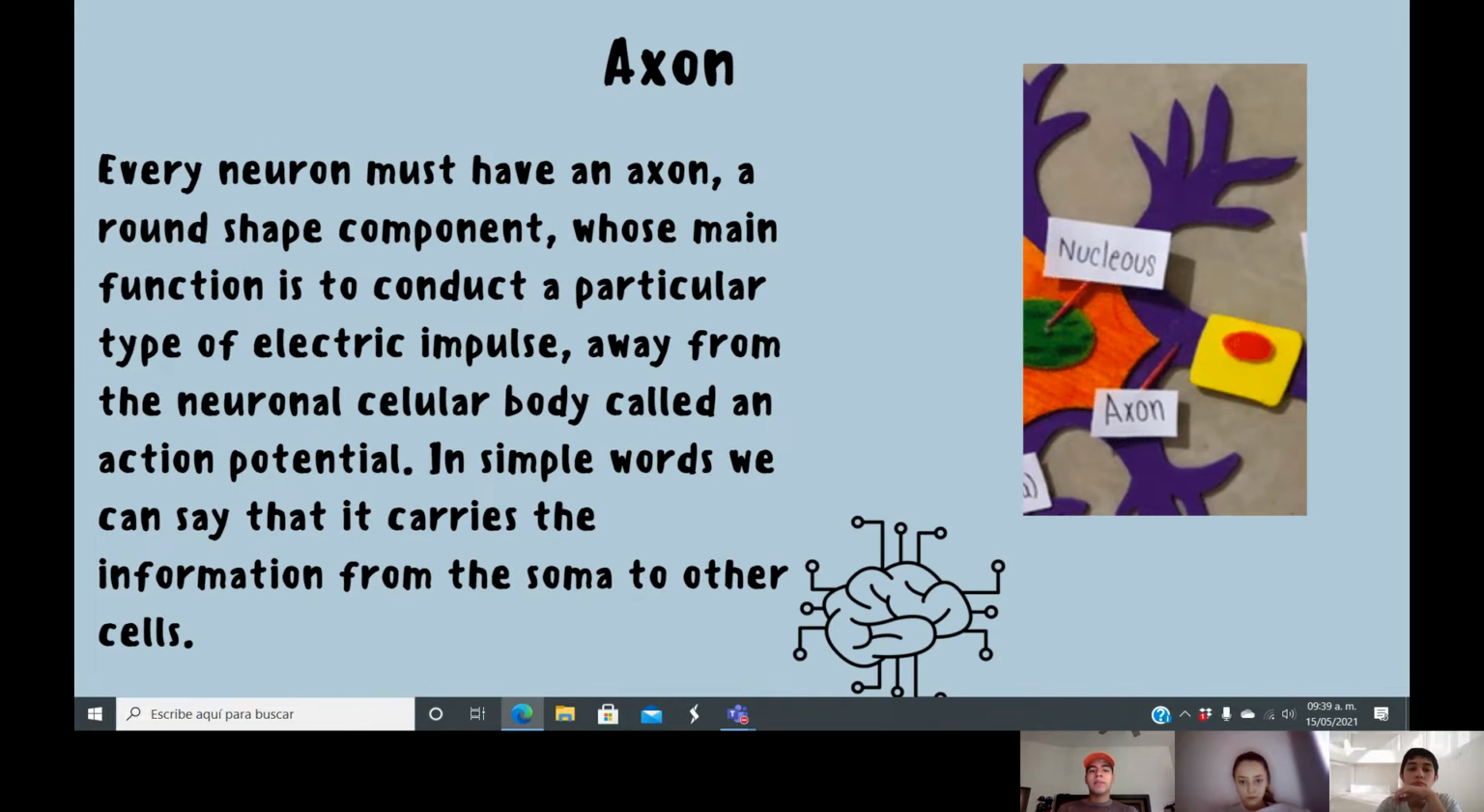Then we have the axon. Every neuron must have an axon, which is a round-shaped component. Its main function is to conduct a particular type of electric impulse away from the neural cell body called an action potential. In simple words, it carries the information from the soma to other cells.